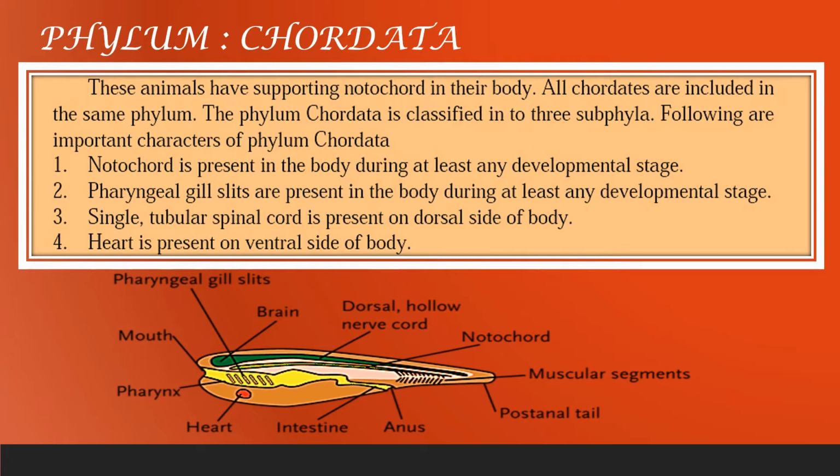And students, all chordates possess the following characteristics. That means they have notochord, that is, notochord is present in the body during at least any developmental stage. Then pharyngeal gill slits are present in the body during at least any developmental stage, and single tubular spinal cord is present on dorsal side of the body, and heart is present on the ventral side of the body.